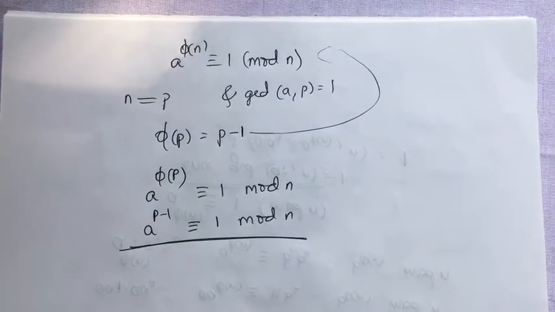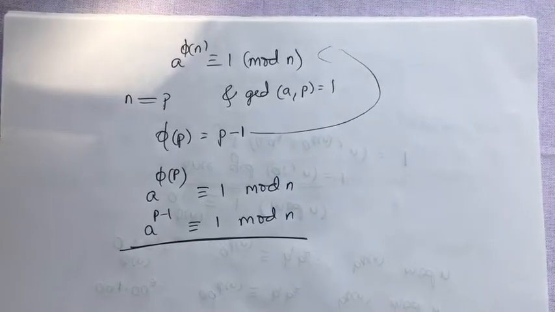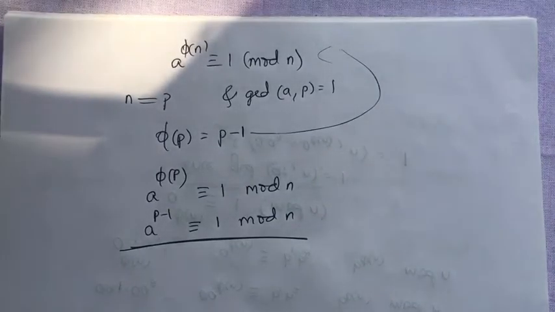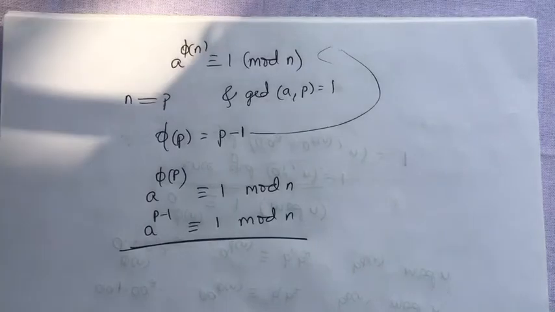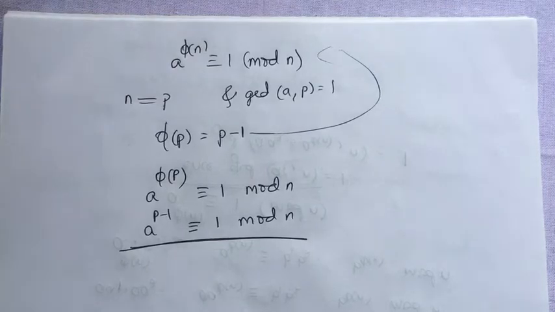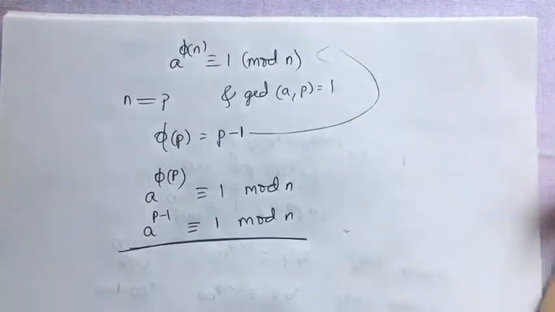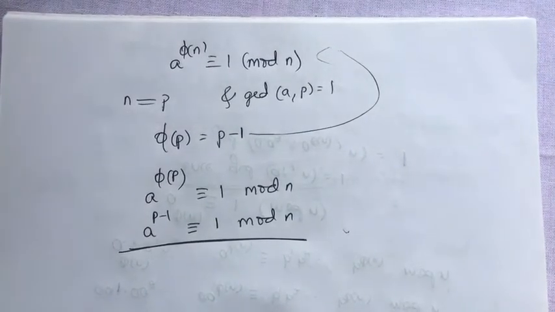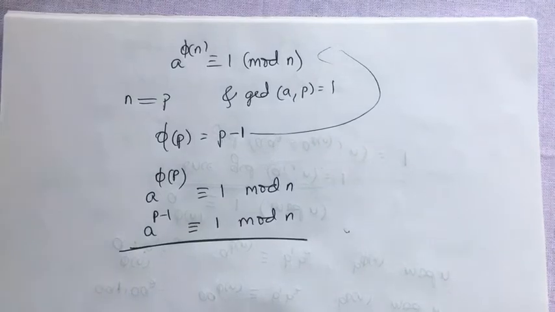Suppose you have to calculate a power 37, or say phi value of 100, or you have to calculate say 3 power 256, some particular example like that. In those cases you can use these two formulas to calculate the values. We'll go for the first problem.